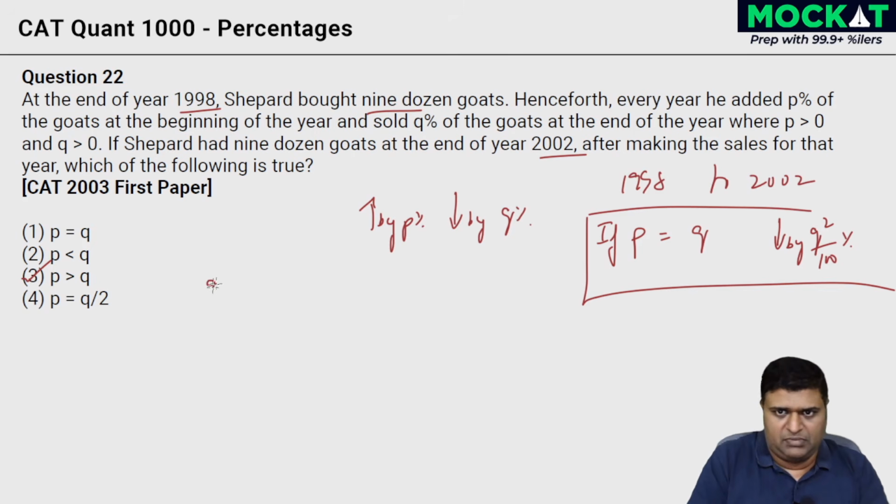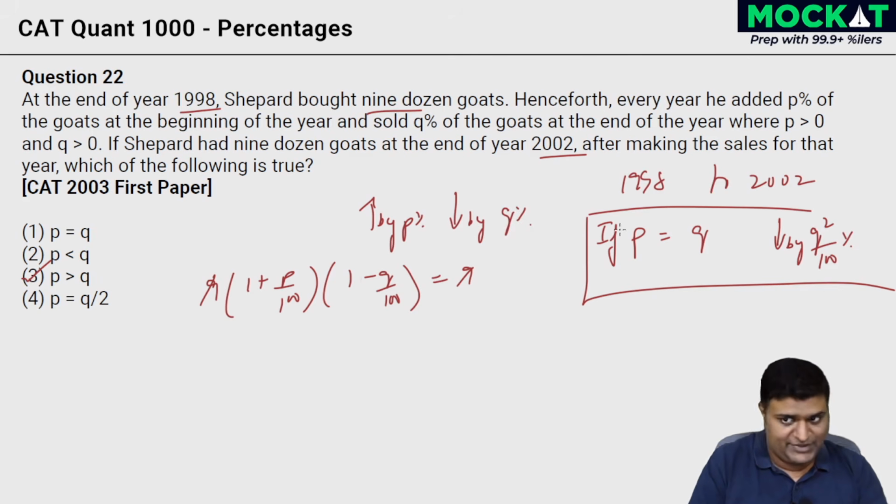Which is 9 dozen goats into 1 plus P by 100 into 1 minus Q by 100, and this is coming to again 9 dozen, right? It's cancelled. And then try to expand and all of that and go down that path. It's just going to be a little painful. If you understand this conceptually, you should be able to mark this quickly and go. Once again, if P and Q are equal, there is a net decrease. But I don't want a decrease. I want it to be equal. That means the increase should have been a little more. Increase of P%, P should have been a little more than Q.